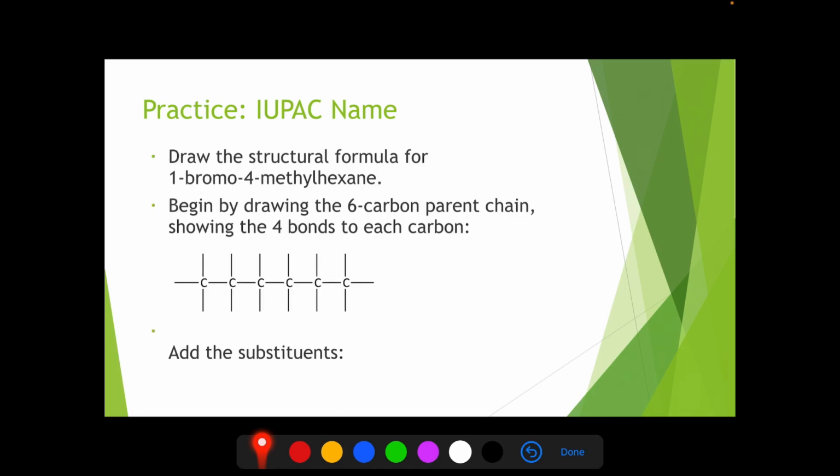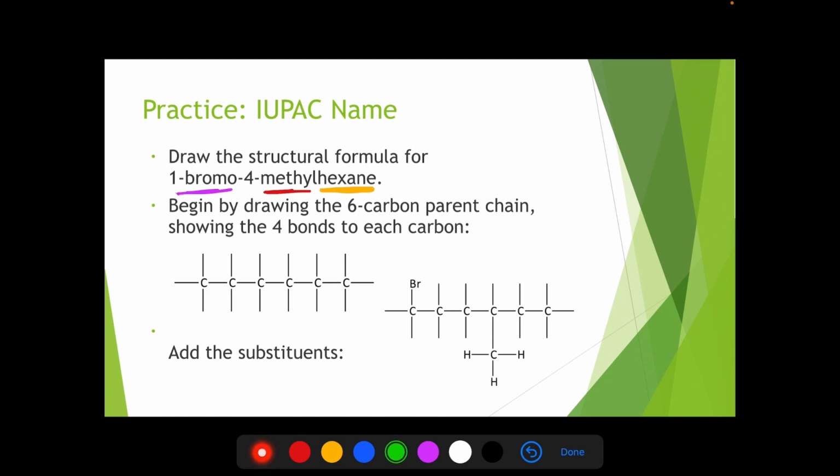So let's go ahead and practice now going the other direction. If I were to give you 1-bromo 4-methylhexane, you need to run this entire thing backwards. At first, you need to look at the fact that it's a hexane or it has 6 carbons. And then from there, you need to draw your substituents, whatever they may be. So you begin by drawing the carbon chain, the 6-carbon parent chain, and show all 4 bonds coming off of each carbon. Your second step is to add the substituents.